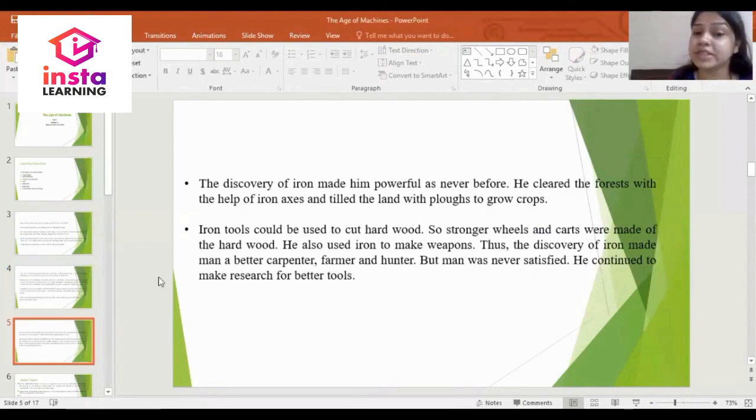So, the discovery of iron, because it was stronger than copper, made him powerful as never before. He cleared the forest with the help of iron axes and tilled the land with plows to grow crops. Iron tools could be used to cut hardwood.